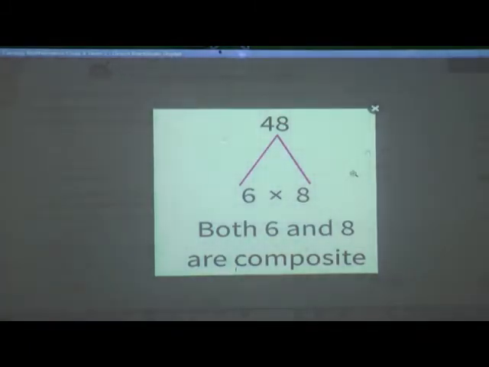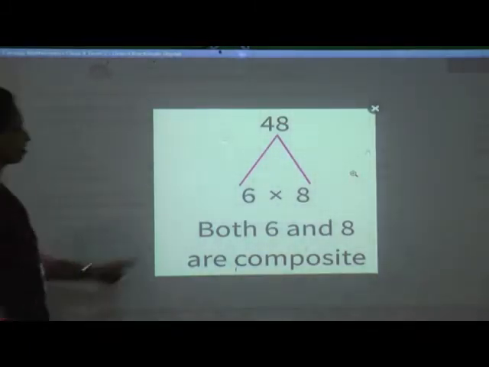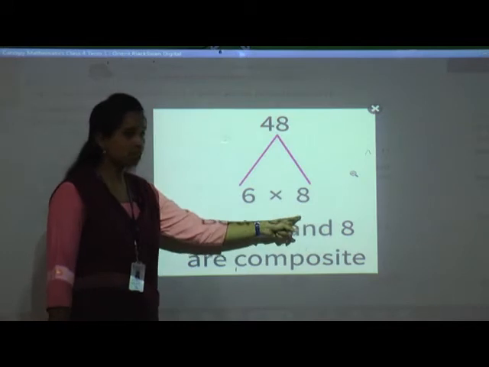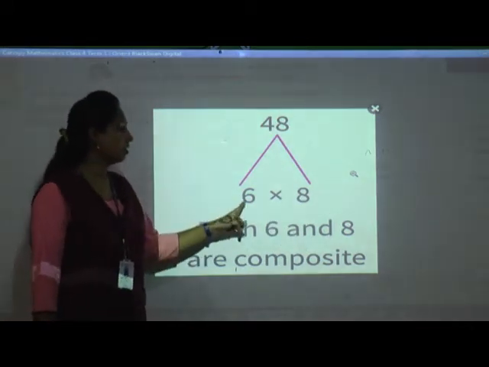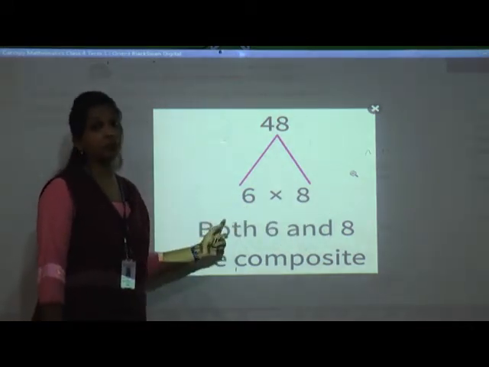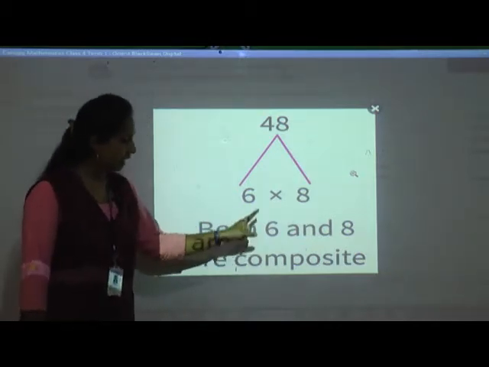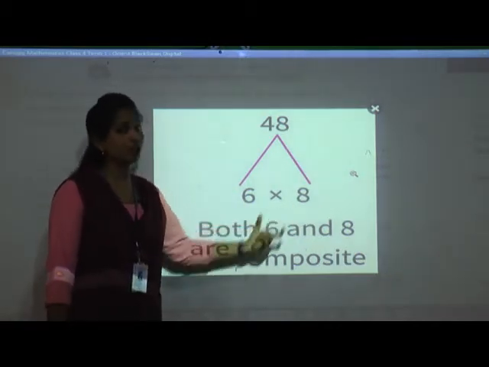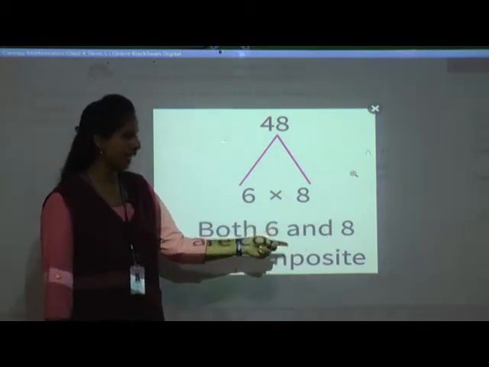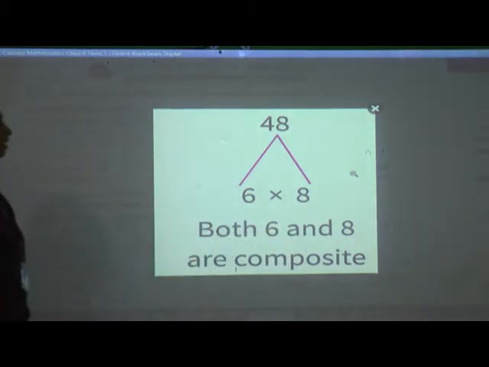Now I'll show you the second way. Now see, 48 we can split into 6 multiplied by 8, isn't it? Now here 6 again we can split up into 3 into 2, isn't it? Even 8 also we can split up into 4 twos are 8. So here 6 and 8 are both composite numbers.